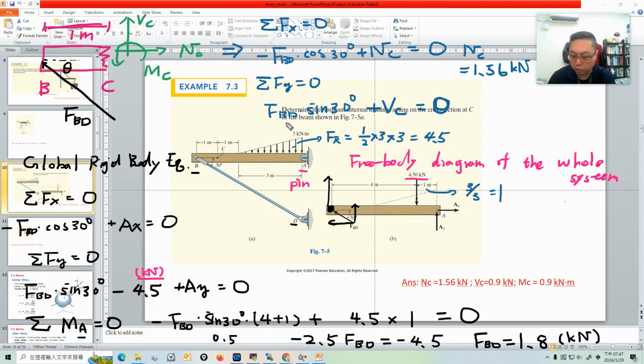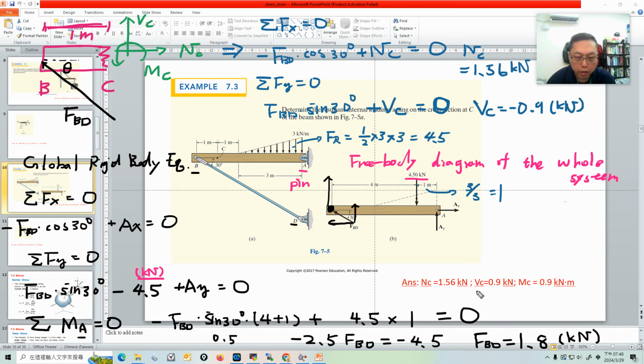Very good. So what is VC? It's very easy to get. VC is 1.8 times sine 30 degrees, so VC is 0.9. But now we get a minus 0.9 kilonewton.